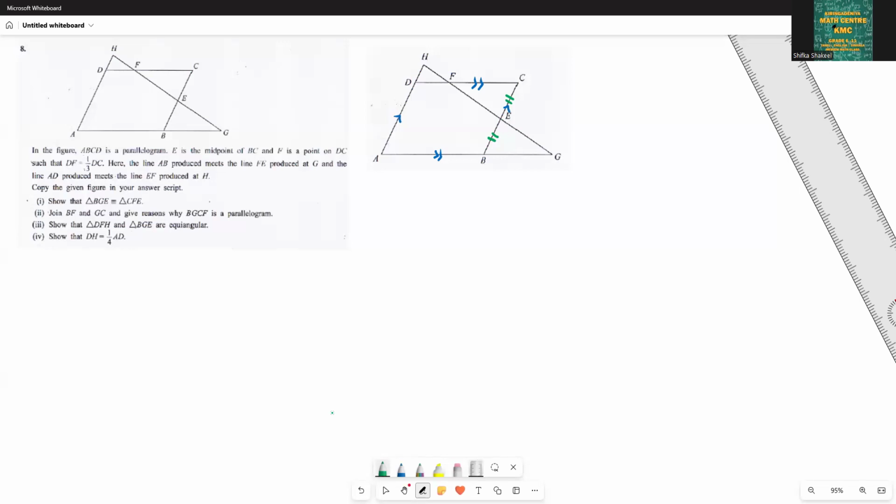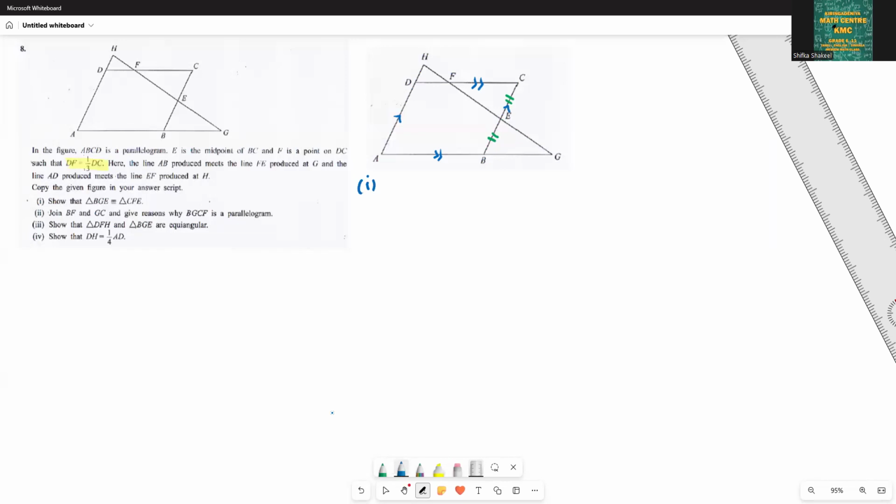F is a point on DC such that DF is equal to 1 over 3 DC. The line AB produced meets the line FE produced at G, and the line AD produced meets the line BF produced at H. That is already marked. Okay, children, we will move to the first part. Copy the given figure on your answer script. Already done.